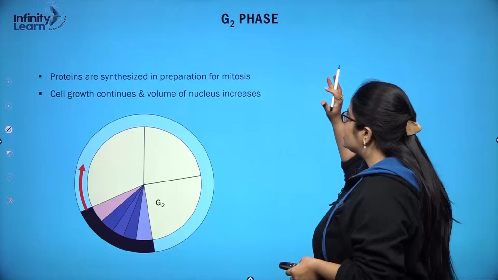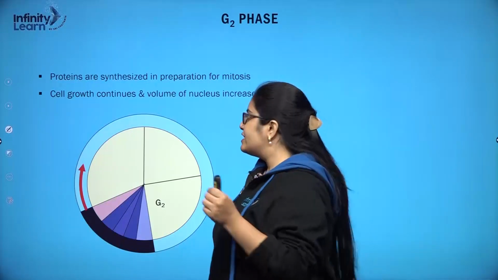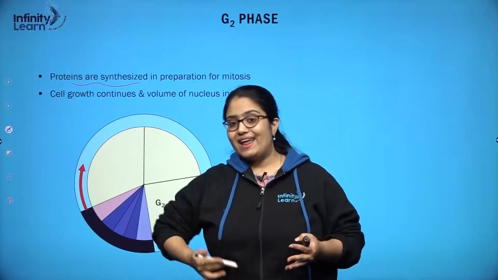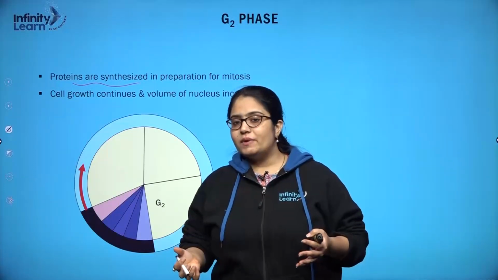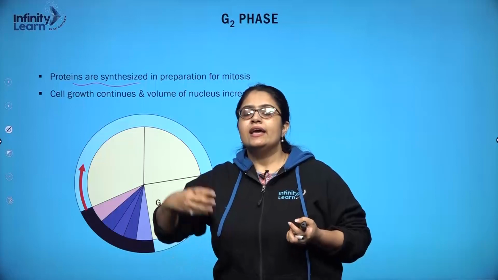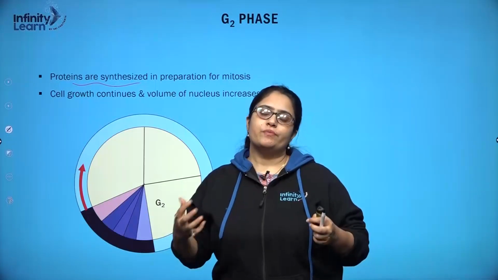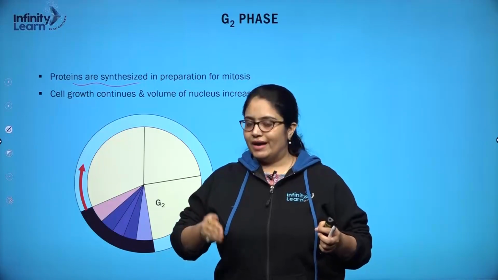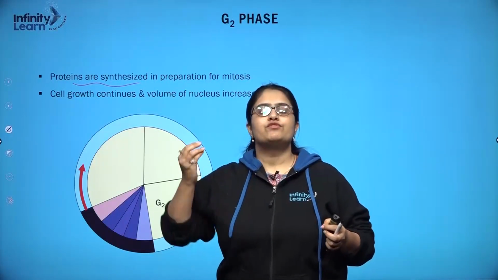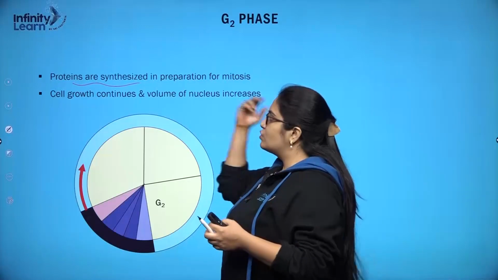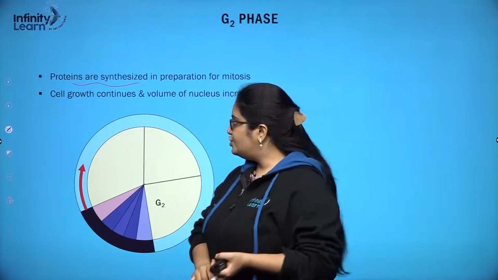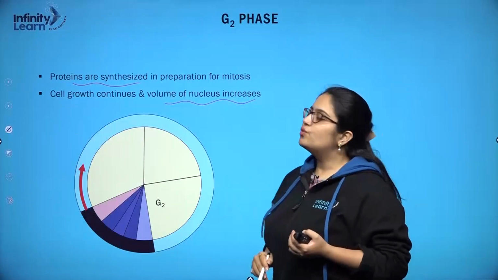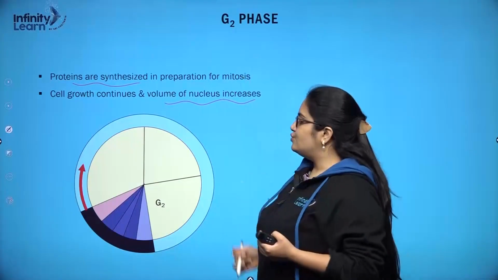Next is, my dear students, G2 phase. G2 phase will also synthesize proteins that are required for M phase. For example, in the M phase there will be requirement of formation of the mitotic spindle that is produced with the help of the microtubules. Microtubules are made up of tubulin proteins. So all these proteins will be produced during the G2. The cell growth will continue and even the volume of the nucleus will increase during G2 phase.